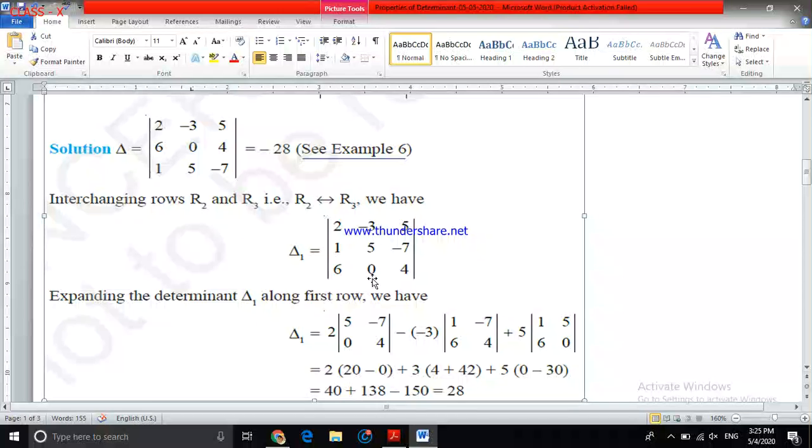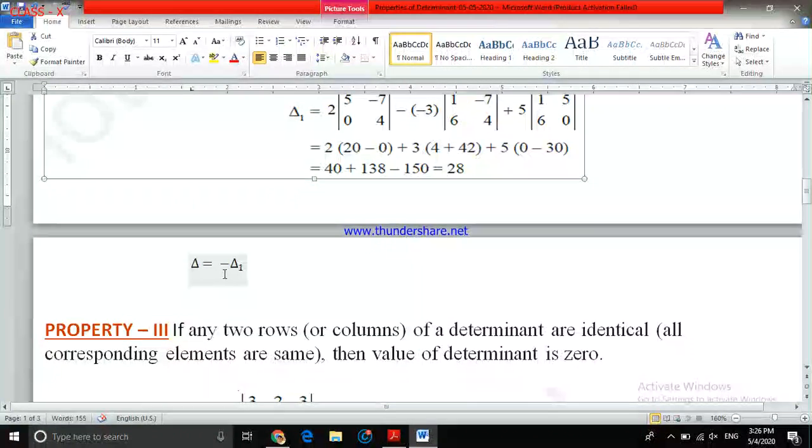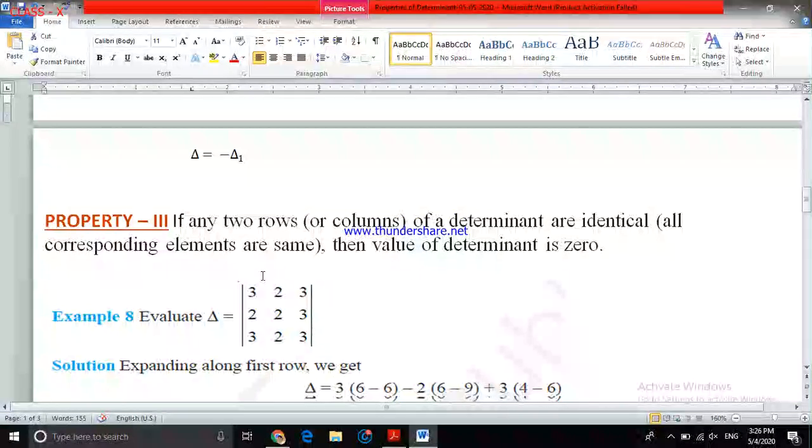Now in the same matrix, if I do a second change, maybe of rows or columns, my determinant will again come as a negative number instead of positive. So here I have taken delta equals minus delta 1, and one is the negative of the other.